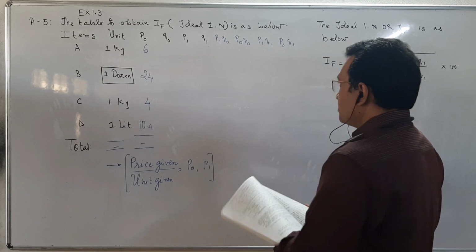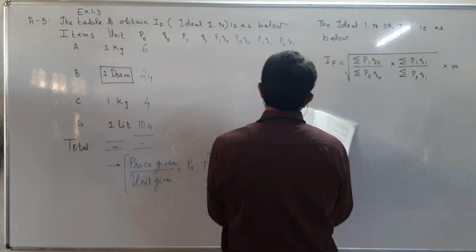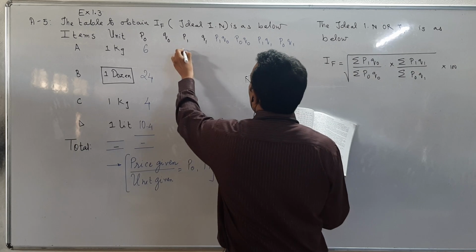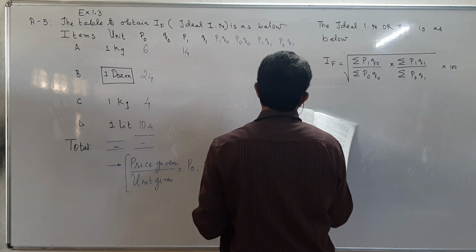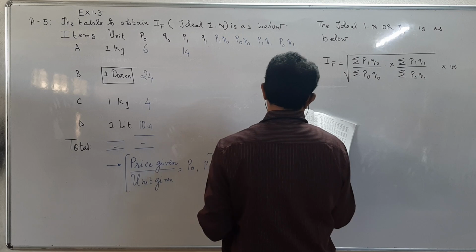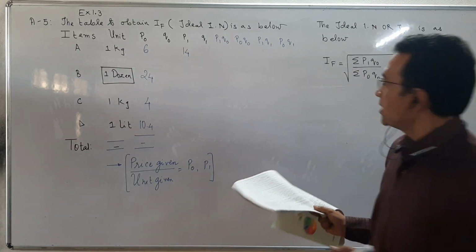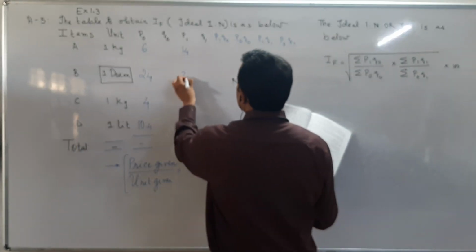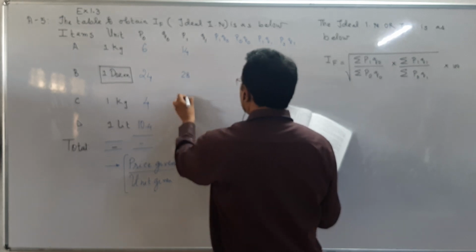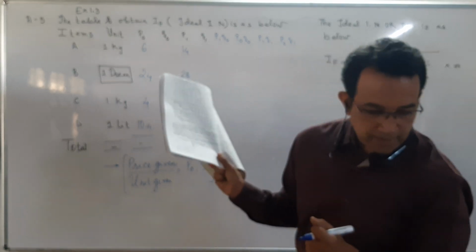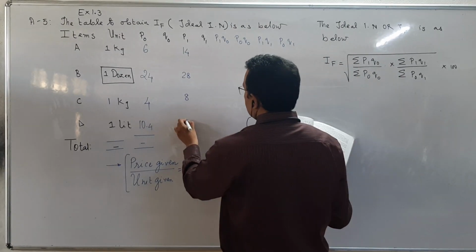Then Q0 has no change, but first let us write P1. 20 kg is costing 280, so per kg it is 14. 5 dozen is costing 140, so per dozen how much? 140 divided by 5 is 28. Then per kg 8. 5 liters is costing 58. So per liter is 58 divided by 5, so 11.6.